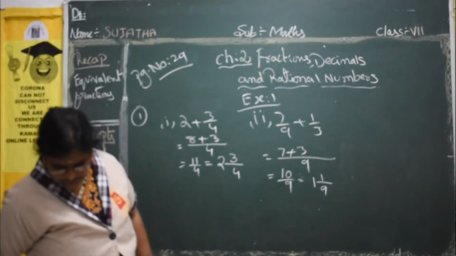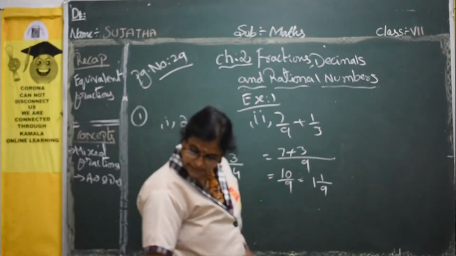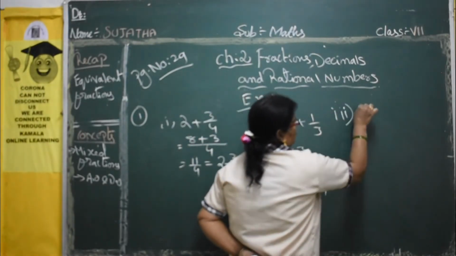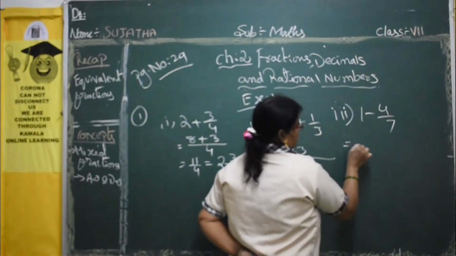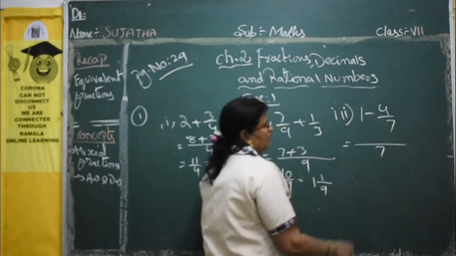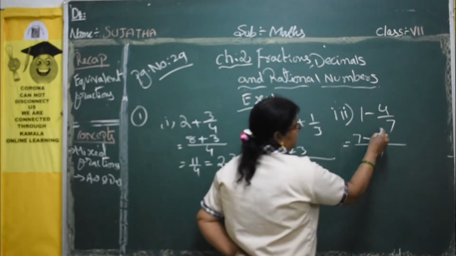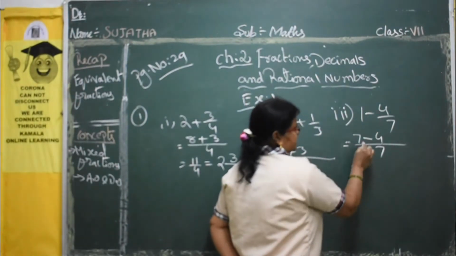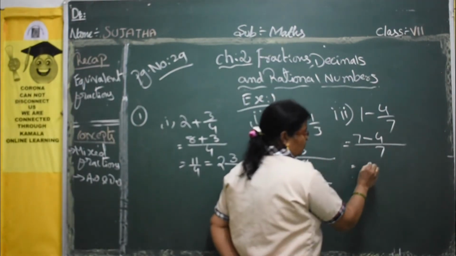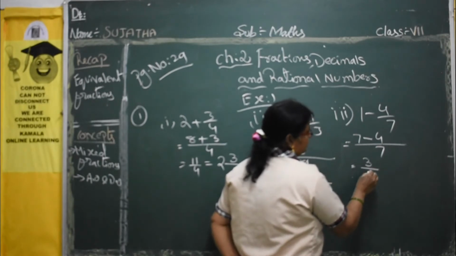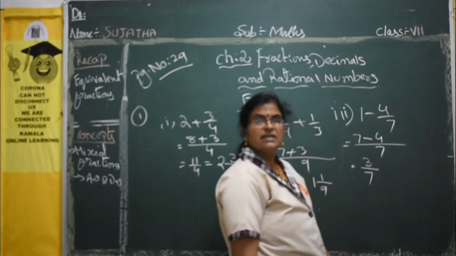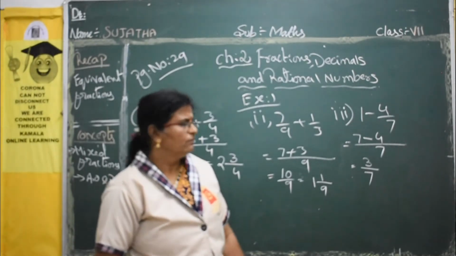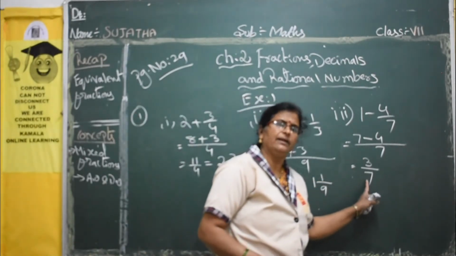Now the third one is minus. 1 minus 4 by 7. Now what is the LCM? 7. 1 7s are 7, minus 7 divided by 7, 1. 1 into 4, 4. 7 minus 4, 3. 3 by 7. See here, 3 by 7 is a proper fraction, no? Why? Because the numerator is lesser than the denominator.